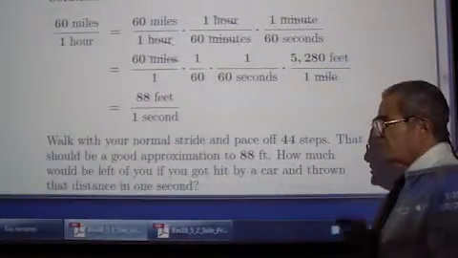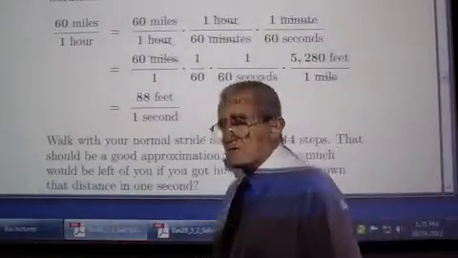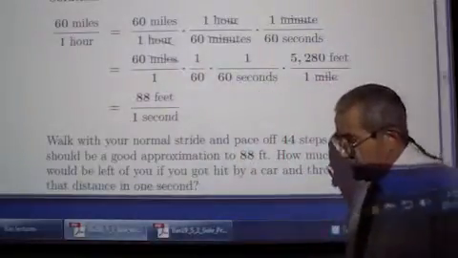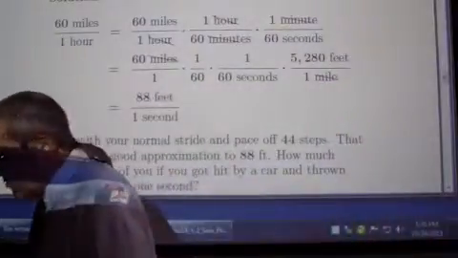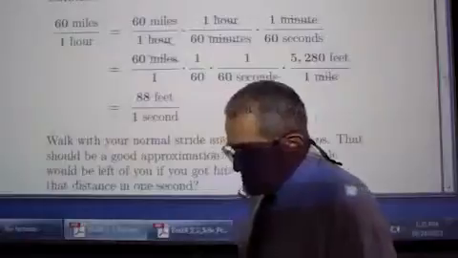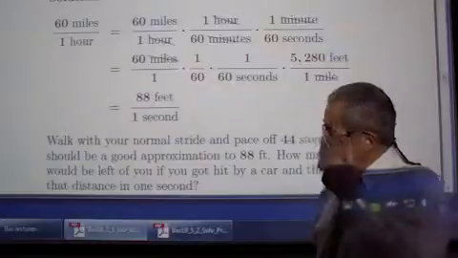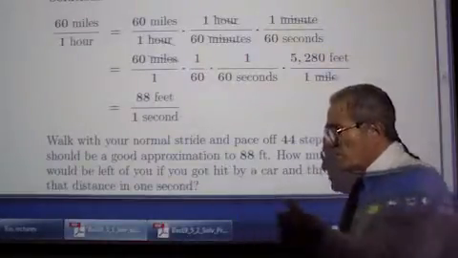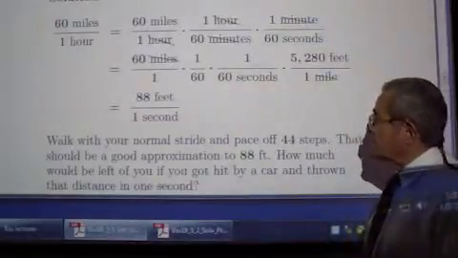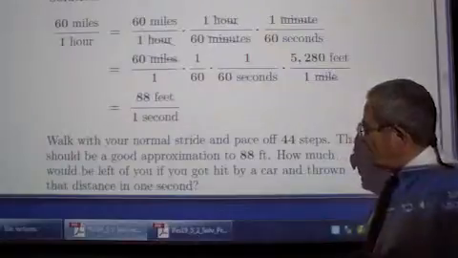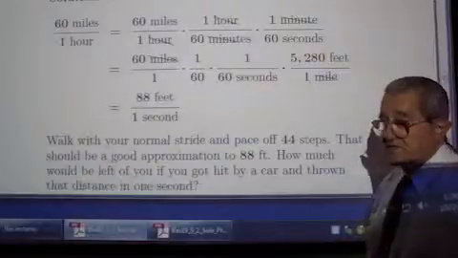How can you measure how far it is from this wall to that wall? Why don't you walk at your regular stride? Like you go for a walk. Doesn't matter how fast you walk, but count the number of steps. 1, 2, 3, 4, and each time you take a step, my estimate is you cover about 2 feet. So if you cover 44 steps, that should be about 44 feet, and twice that is approximately 88 feet. That's pretty far to get thrown in 1 second.